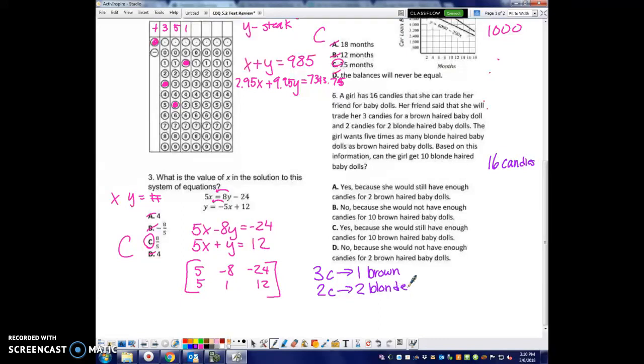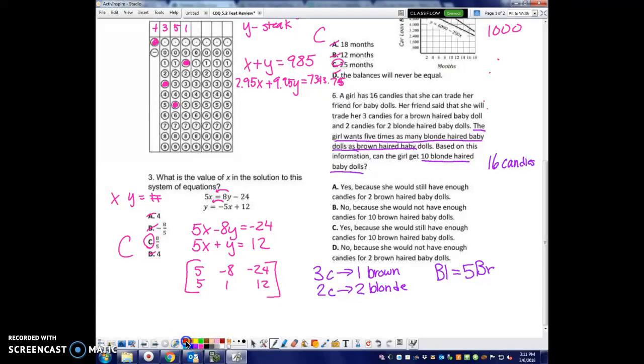The girl wants 5 times as many blonde-haired baby dolls as brown-haired baby dolls. So with this sentence, which one does she want more of? 5 times as many blonde hair. So she wants more blonde. Okay, so blonde equals 5 times brown, right? She wants 5 times as many blondes as she has browns. Based on this information, can the girl get 10 blonde-haired baby dolls?